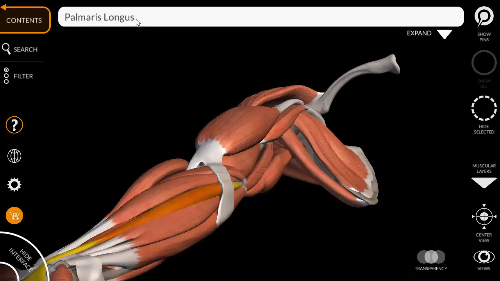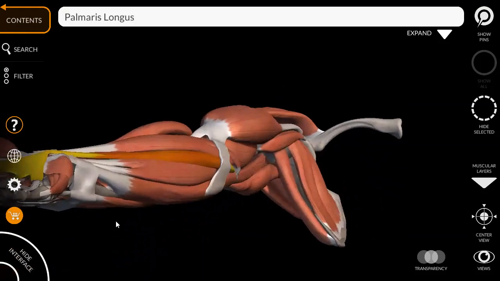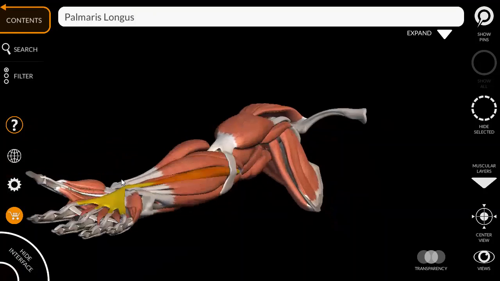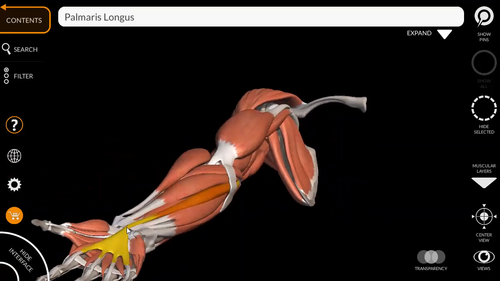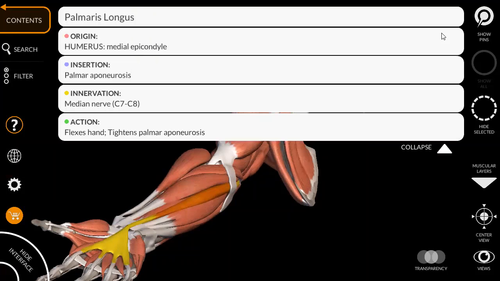And palmaris longus. You know your palms are right there. Oh yeah, it's exactly connected to your palms. This is called the palmar aponeurosis. Oh, you see here, so the insertion is the palmar aponeurosis. So what it does is it stretches all the way to connect to your palm.